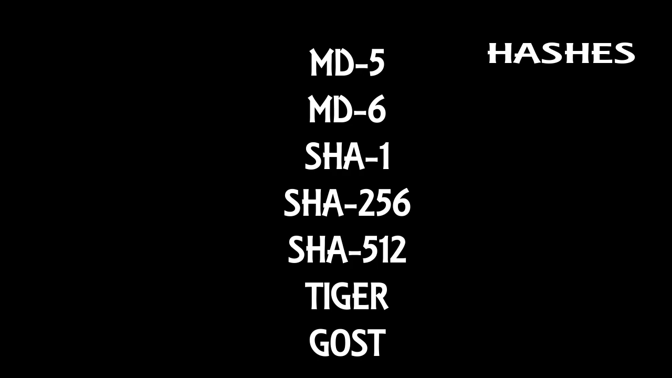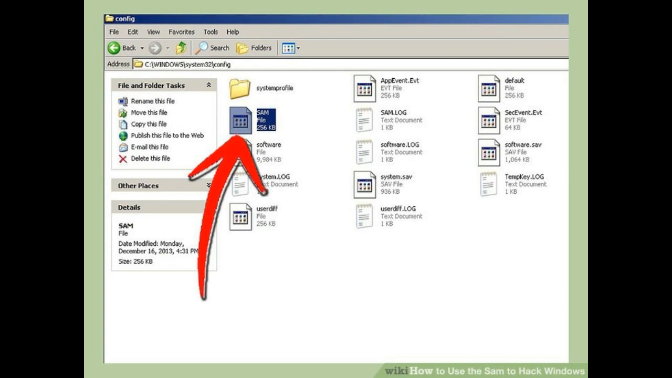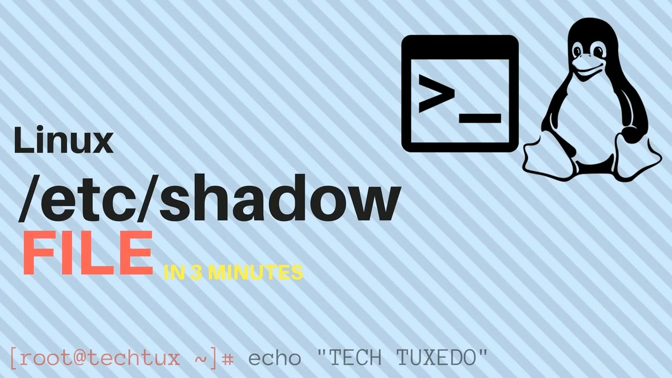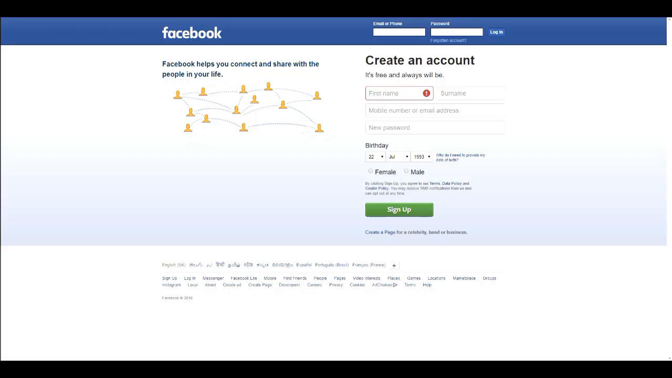In Windows, passwords on the local system are stored in the SAM file, while Linux stores them in the /etc/shadow file. These files are accessible with only root privileges. So let's look at an example of what I mean.